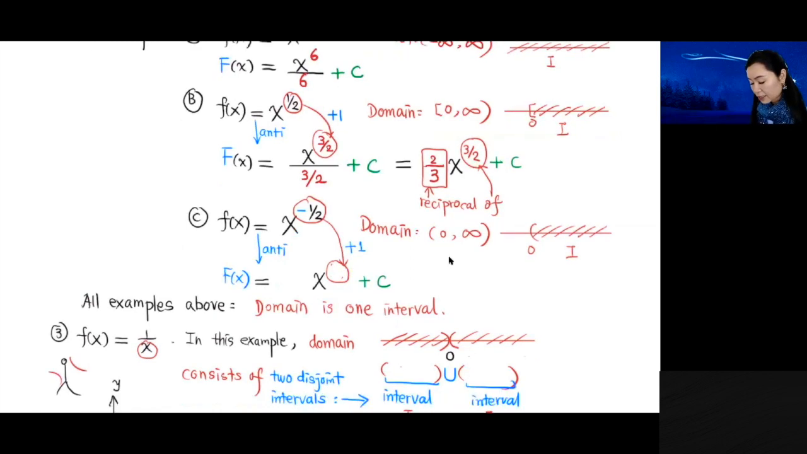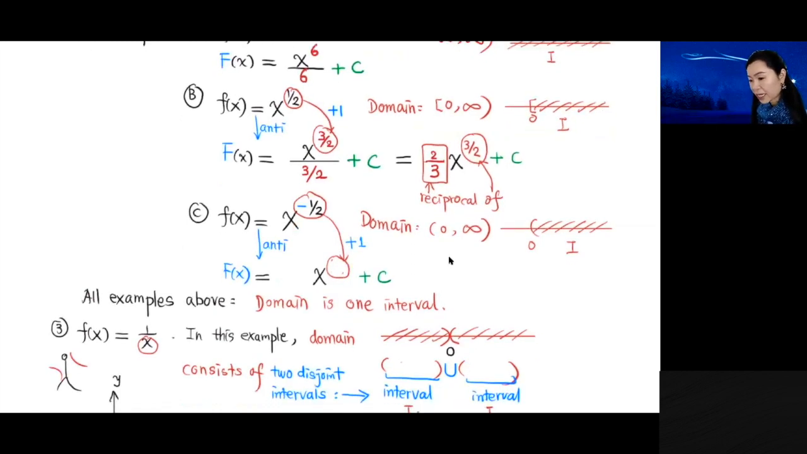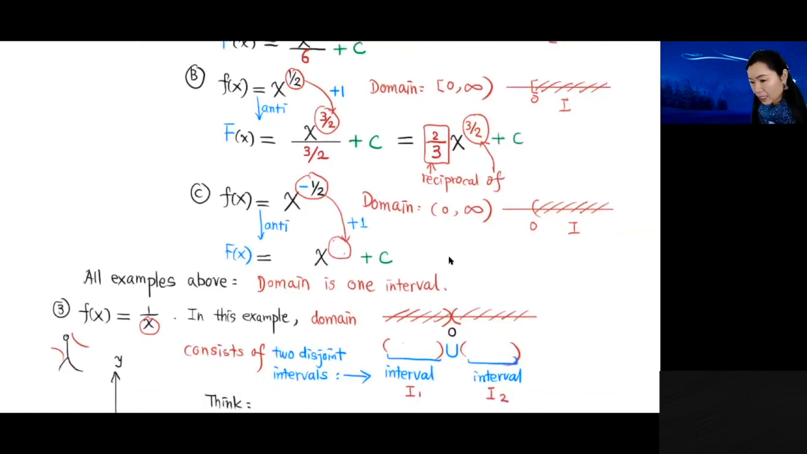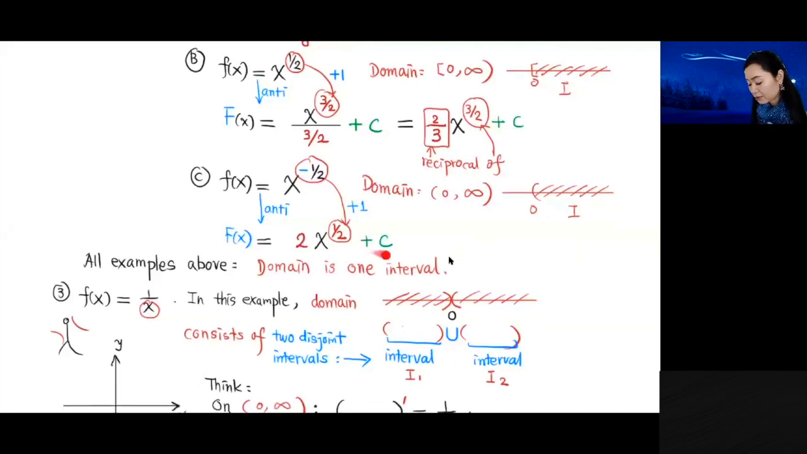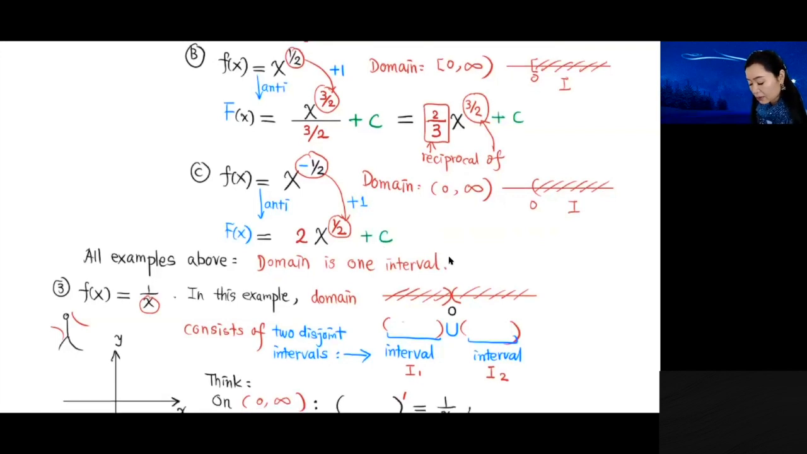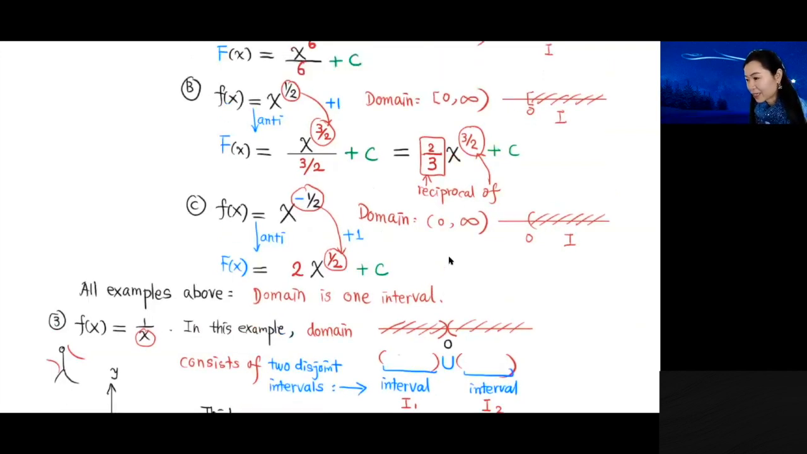Okay. This next one over here, x to the negative 1/2 power. When you try to find the antiderivative, you increase this exponent by 1. Increase by 1, you get 1/2. And then you multiply by its reciprocal. The reciprocal of 1/2 is 2. So you have the 2 in front. And don't forget to add the constant at the end. Add c. So that's how we find the antiderivative of x to the n.